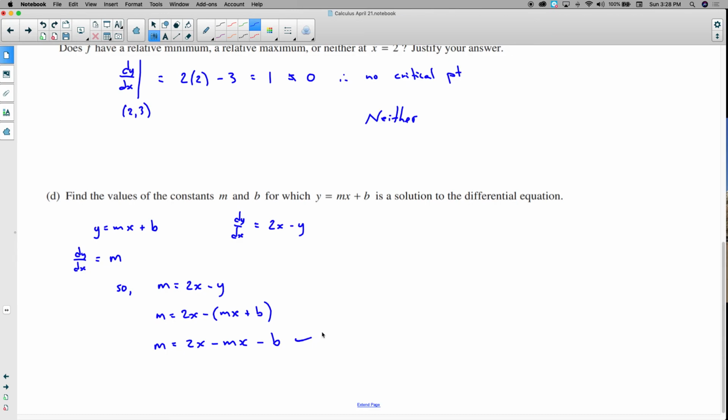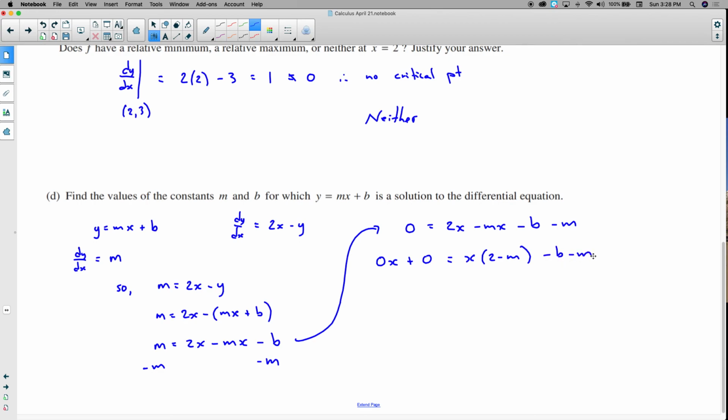But in order to make that a little more obvious, I'm going to do this. Okay, so I'm going to minus b from each side so that I have 0 equals 2x minus mx minus b minus m. And I'm going to write this in a crazy way where that's 0x plus 0, setting up this comparison idea. And over here, I'm going to factor out an x. And I guess I'm just going to leave this all alone, although I could factor out a -1 or something.